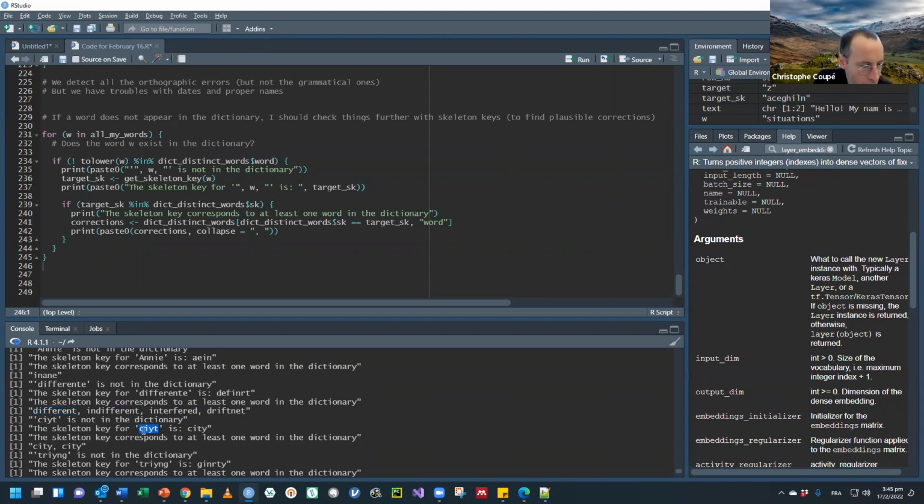Another word, city. I wrote CIYT. The skeleton key is actually CITY, and in the dictionary we have the word city. Actually, we have it twice. That's a little bit weird. Maybe I missed something I should have done. Maybe I missed a step, but that's what I get. This is the correct form, right?